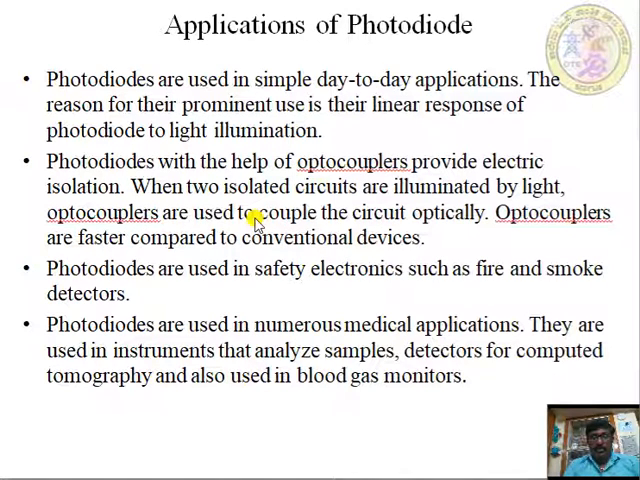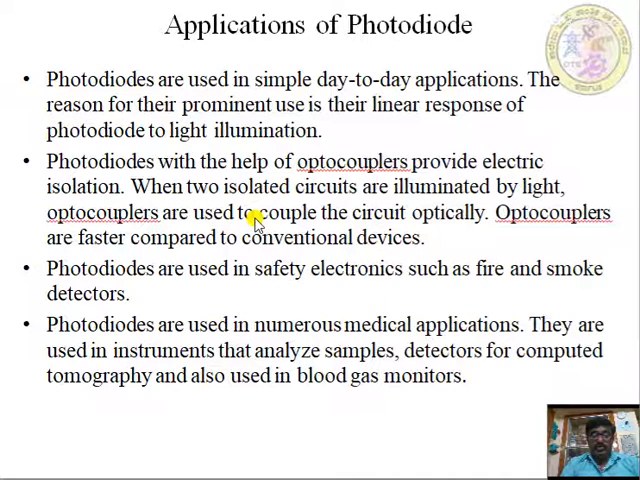Photodiodes with the help of optocouplers provide electric isolation when two isolated circuits are illuminated by light. Optocouplers are used to couple the circuit optically. Optocouplers are fast compared to conventional devices. So photodiodes are being used along with the optocouplers.